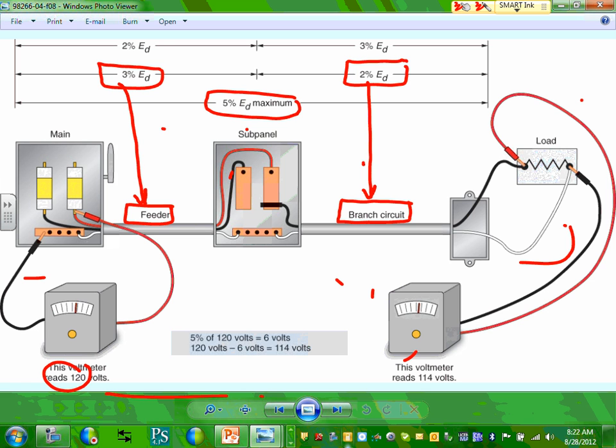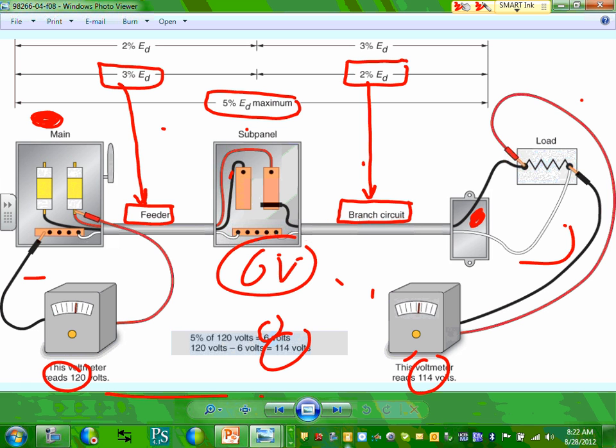Now from this point to this point, where we measure right at the load, I should not lose more than 5% of the 120. Okay, so take 5% of 120, that gives you 6 volts. So there's 6 volts I'm allowed to lose between the feeders and the branch circuit altogether. So if you take 6 from the 120, right at this terminal, guys, when I measure, I should get 114 volts. No less than 114 volts.